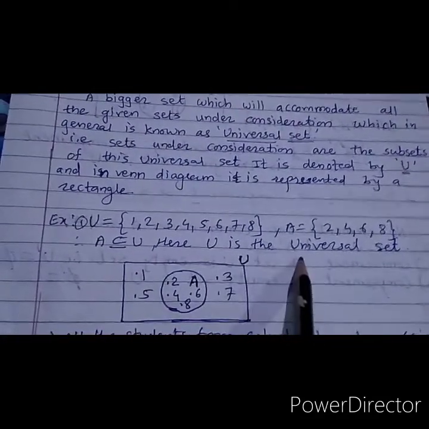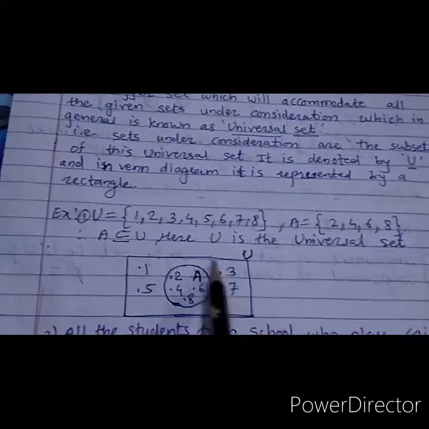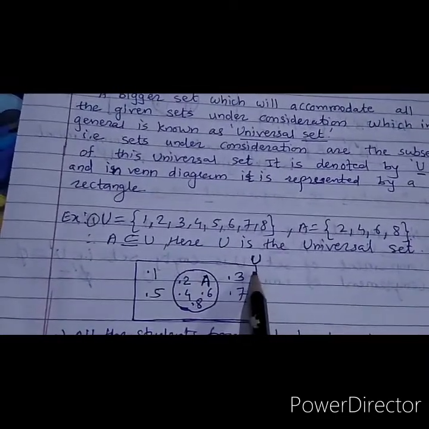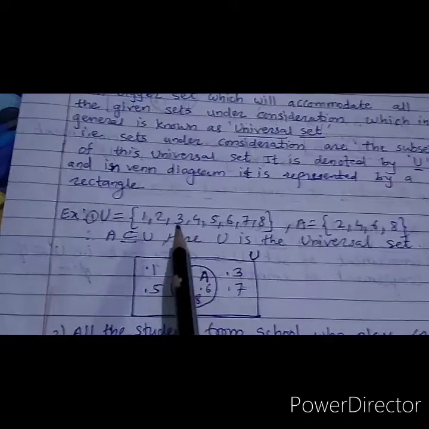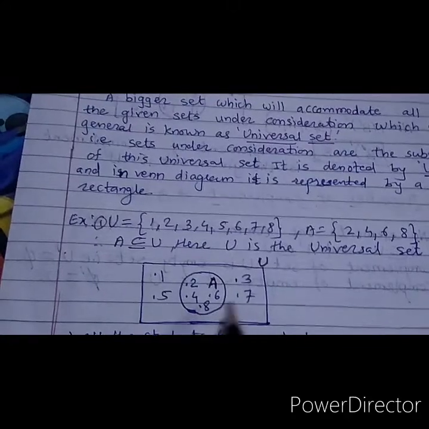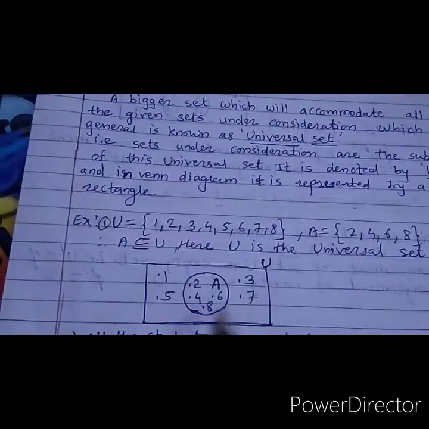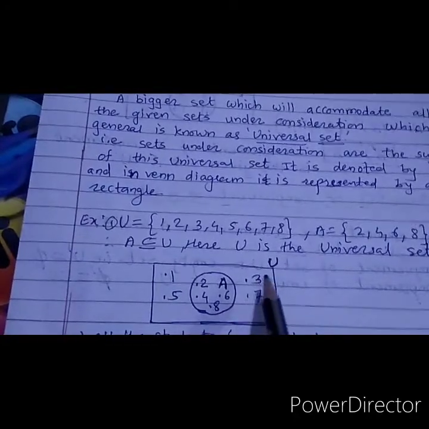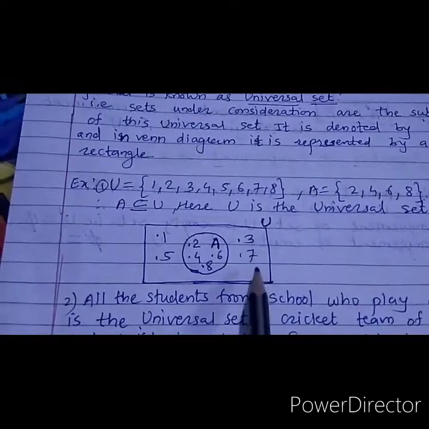Here U is the universal set, so we can represent it by a Venn diagram. It is represented by a rectangle. So this is a rectangle, and for this we say U. U is the universal set. Now the elements of the universal set are 1, 2, 3, 4, 5, 6, 7 and 8. Now we have to consider the elements of set A, 2, 4, 6, 8. So this is the set A, {2, 4, 6, 8}, and A is a subset of universal set U. Therefore, U is the universal set.